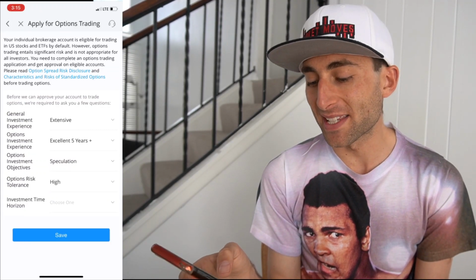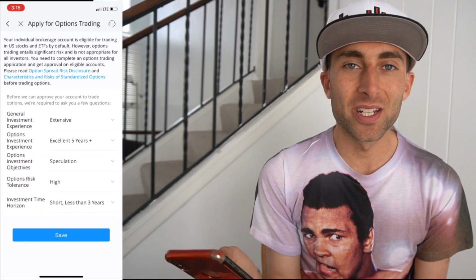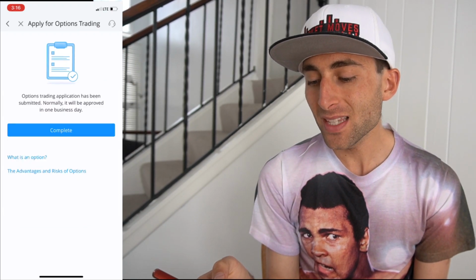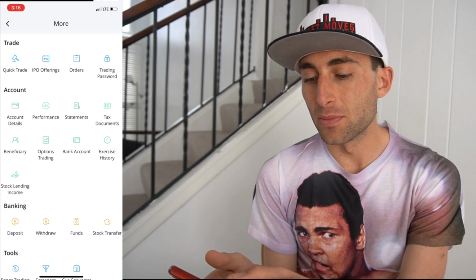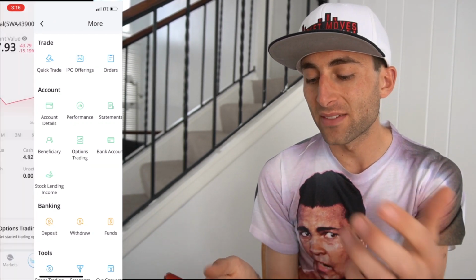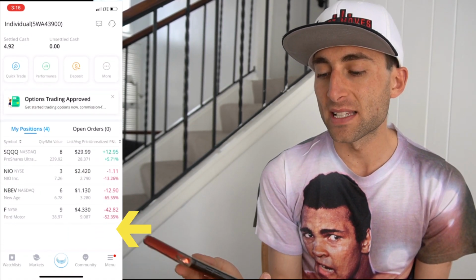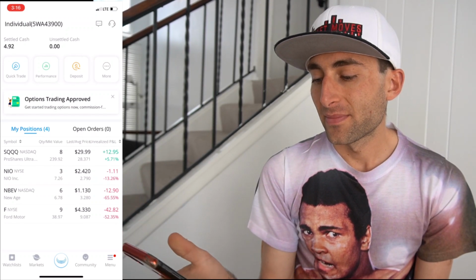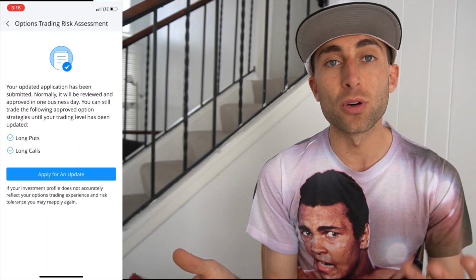Looking to lose a lot of money today. Investment time horizon, short, less than 3 years. You know, this money's going in and out. So I save that and we complete. I don't know if that was level 2, but that's how the form goes to give you option trading. Once you get approved, you'll see this cool little thing on your screen that says Option Trading Approved. You click that and it basically tells you you have now been enrolled into this program.